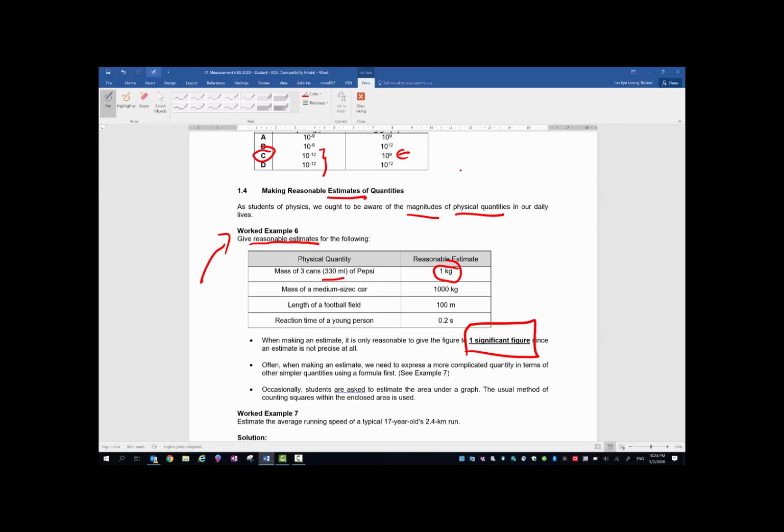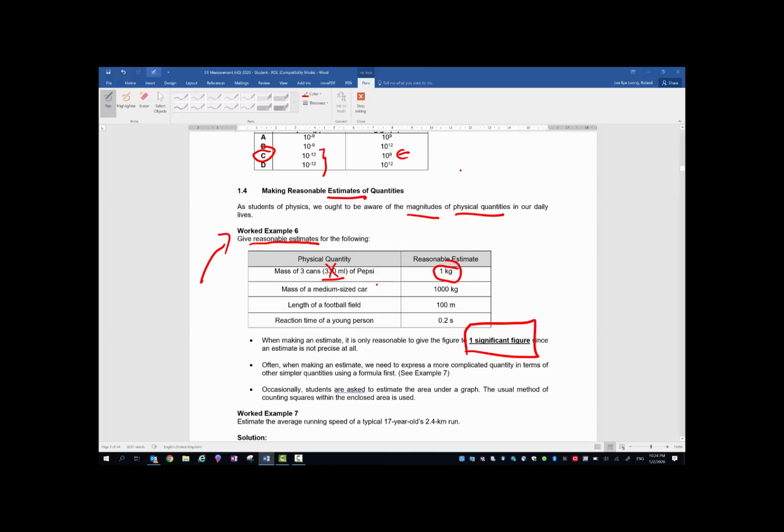So if, let's say this is not there and you put 0.7 kilogram, that is fine. Because it's an estimate. As long as the final answer is one significant figure.